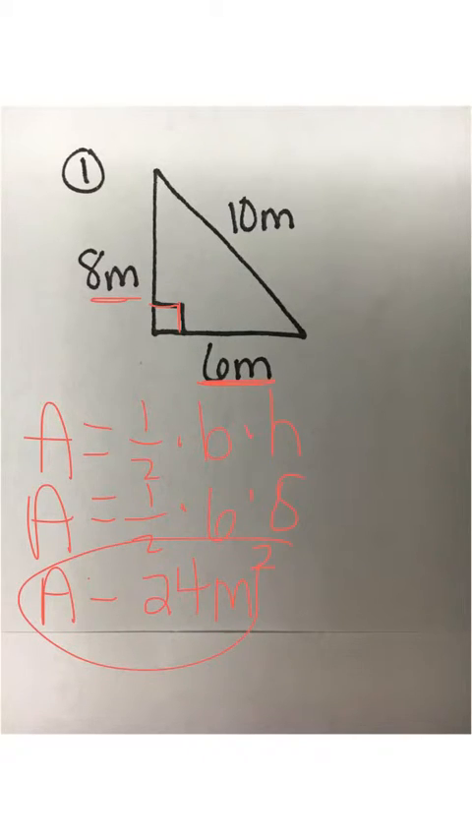For perimeter, you're only looking at the 3 sides and you'll add the 3 sides up. So perimeter is 8 plus 6 plus 10. And you will get 24, and the label is meters.